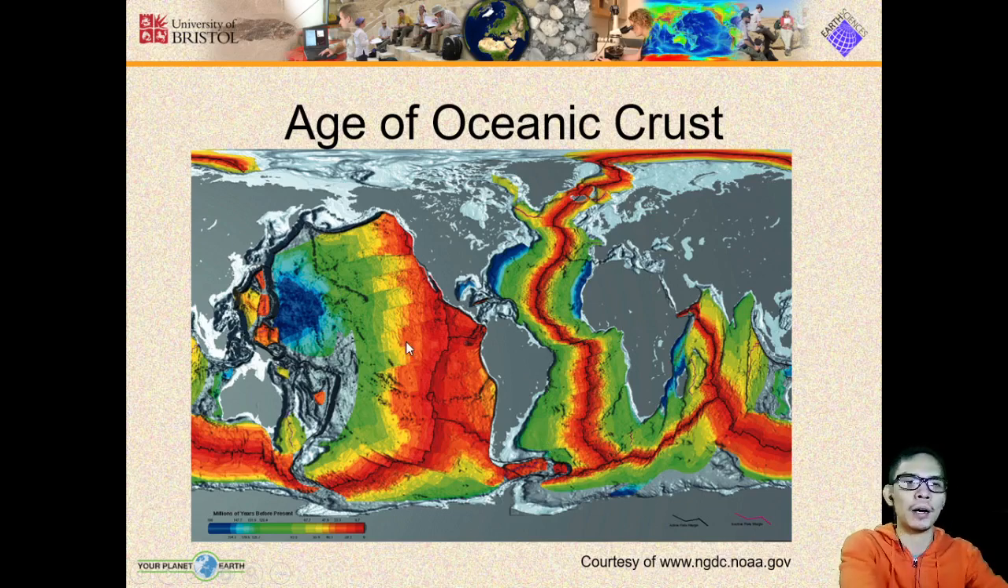And in terms of age, the one located far away from the center of the ridge is much older than the one located at the ridges of your divergent plate, or divergent boundary. So that is the age of the oceanic crust. Take note again, the one that is located at the ridge is much younger than the one located far away from the ridge. That is the age of the oceanic crust.